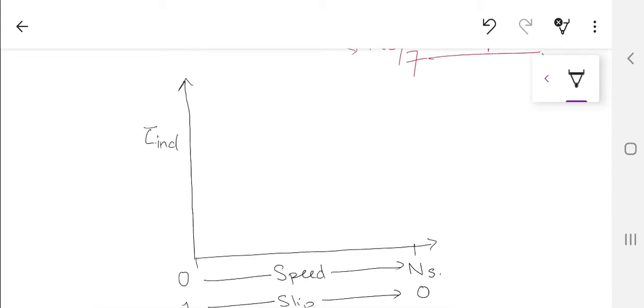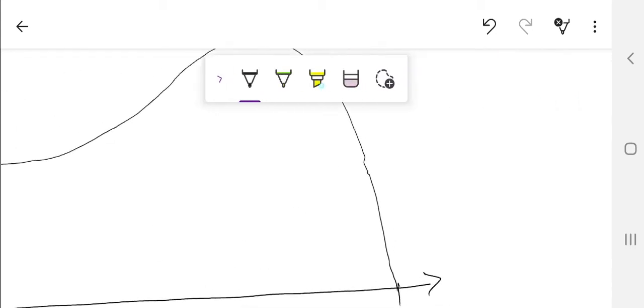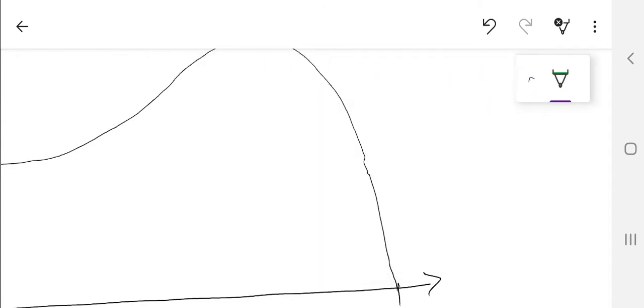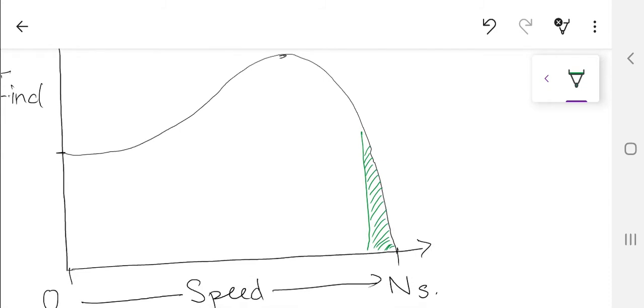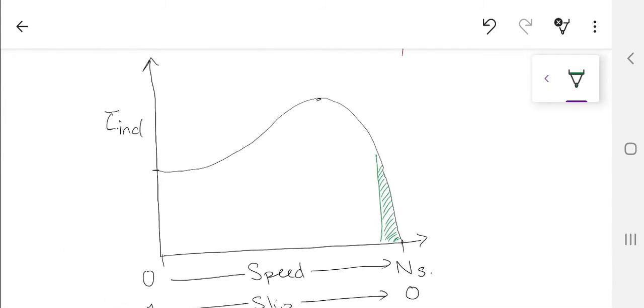So the torque slip curve looks like this. This was the starting torque and this was the full out torque. Now if I zoom in on the working region of the machine, this is the low slip region, and in this region the torque was being produced. Why was the torque produced in this region?